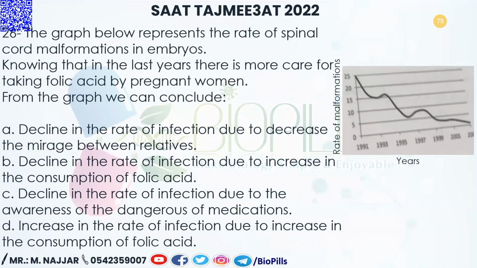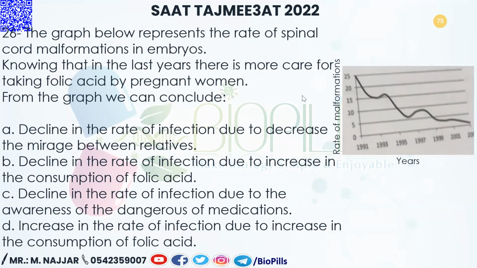Question number 26. The graph below represents the rate of spinal cord malformations in embryos. Knowing that in the last years, there is more care for taking folic acid by pregnant women, from the graph we can conclude. Think about it. A, a decline in the rate of infection due to decrease in marriage between relatives.